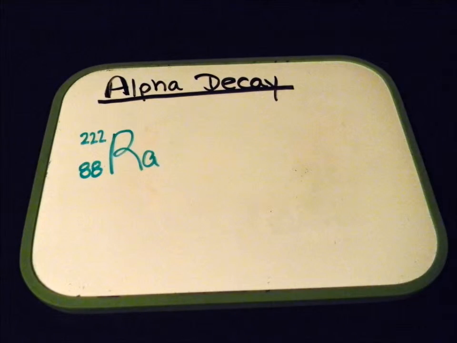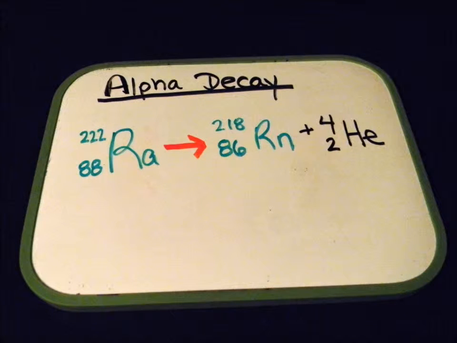There are three main types of radioactive decay: alpha, beta, and fission. These occur based upon an element's half-life, or the amount of time it takes for half of the amount of the substance to be depleted.